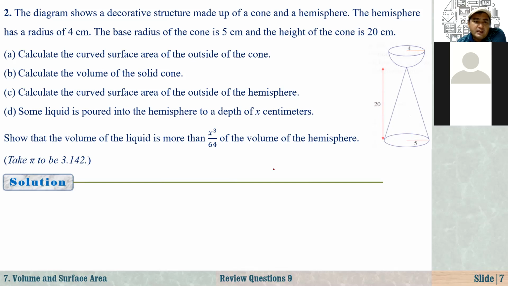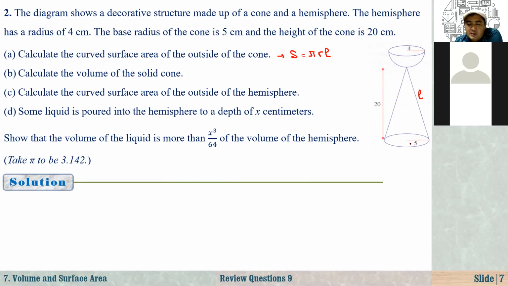Anyway, question A. Calculate the curved surface area of the outside of the cone, right? It says just the curved surface area, not the total surface area. So how do we calculate this? If you remember, the curved surface area, let's say it is S, is equal to pi r L, right? The curved surface area. To calculate this one, we need to know its slant height. Do we know the slant height?